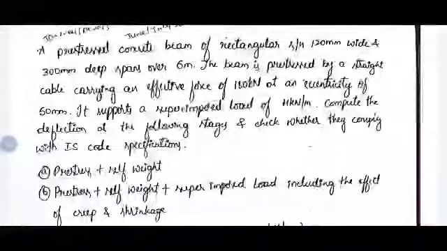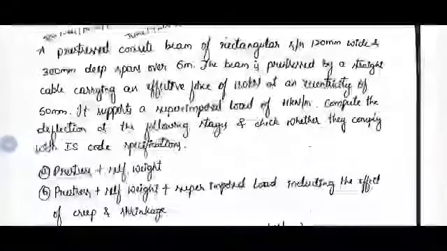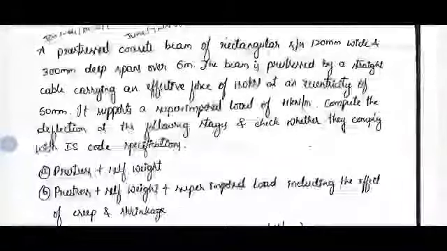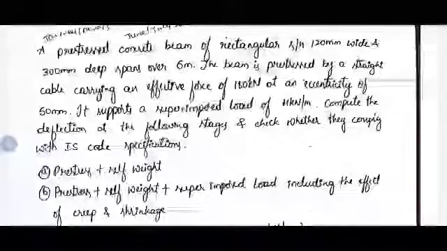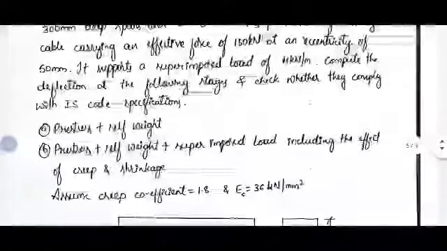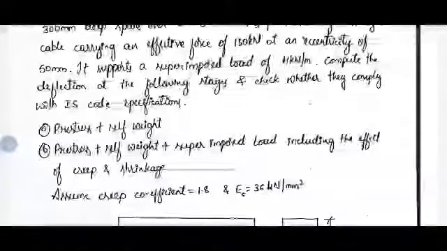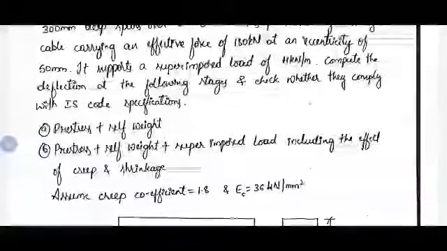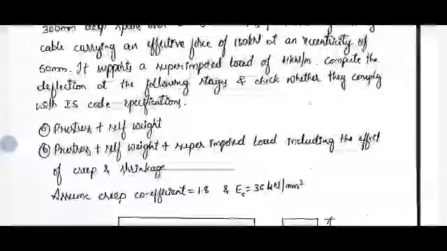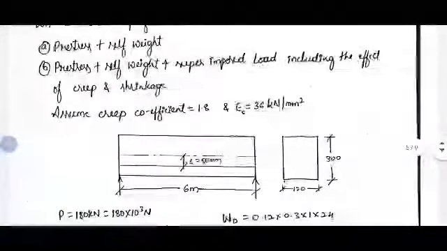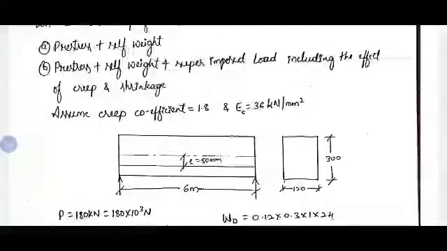First one, pre-stress plus self-weight. Next one, pre-stress plus self-weight plus superimposed load, including the effect of creep and shrinkage. Assume creep coefficient 1.8 and Ec, Young's modulus of concrete or section, both are same, 36 kN per mm square. So here we have a straight tendon with uniform eccentricity of 50 mm and the cross section is 300 by 120 mm.